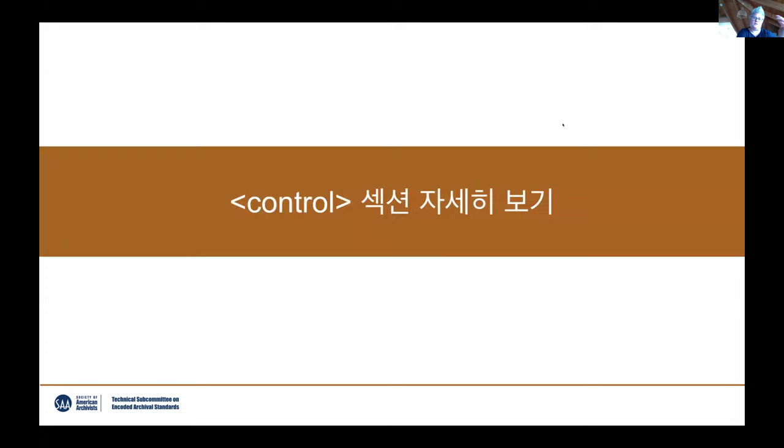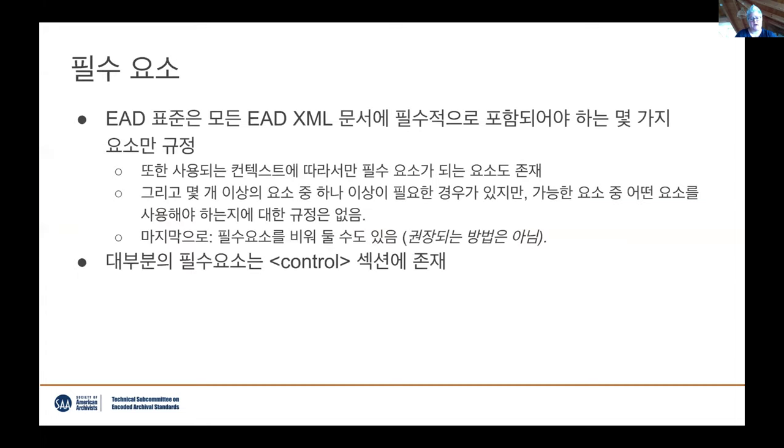So the EAD standard in itself only prescribes a handful of elements that are actually mandatory for all EAD XML documents. And most of these mandatory elements actually sit in the control part. It doesn't sit in the archival description part, which seems to be a little bit counterintuitive, but on the other hand, it makes sense because the control part is what allows you to control what is in your EAD file and how you can exchange it or move it from one place to the other.